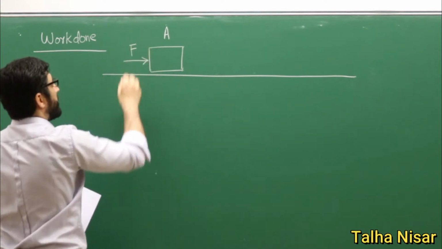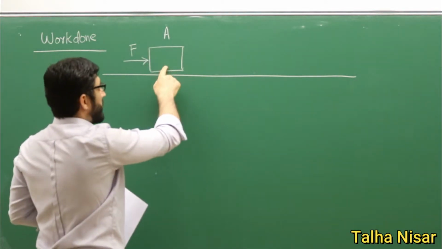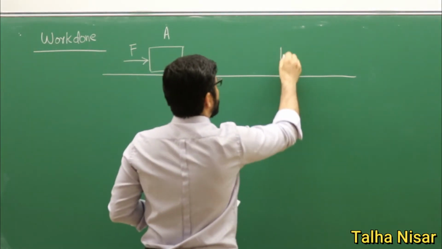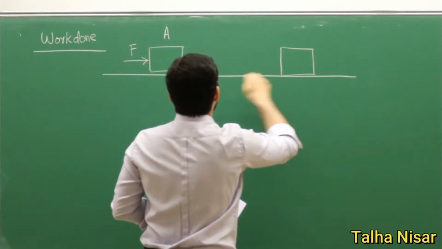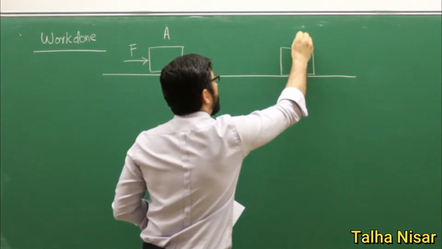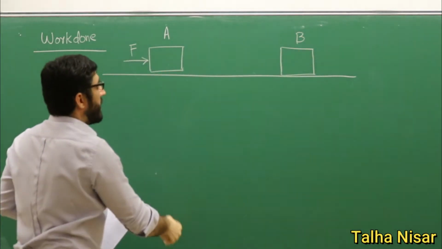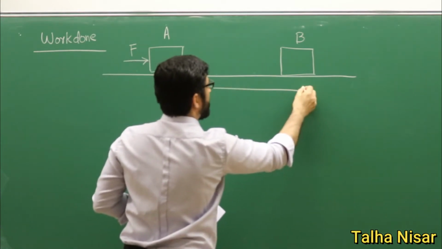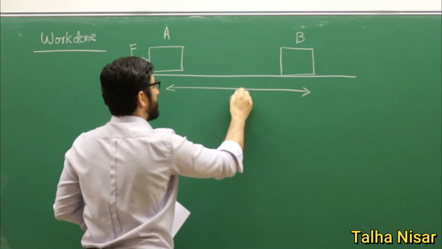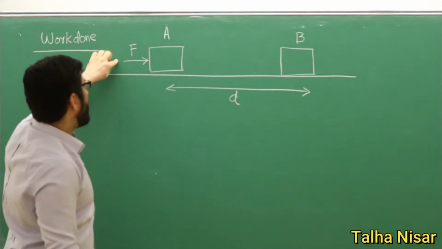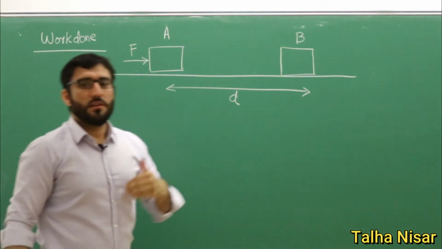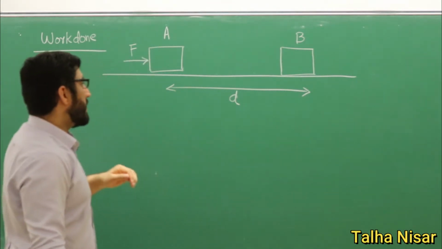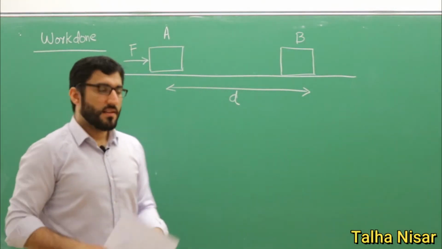When a force F is applied on this object, and this object changes its position from point A to point B, we have the same body moved from this point to point B. The force is applied, and then a displacement is covered. This displacement is d. Whenever a force is applied on an object and it covers some displacement, in physics we say that work is done.